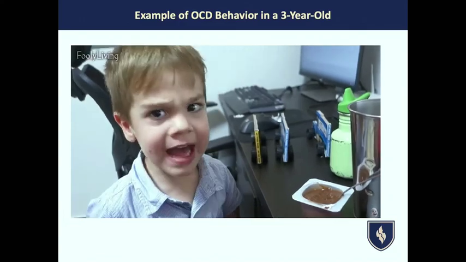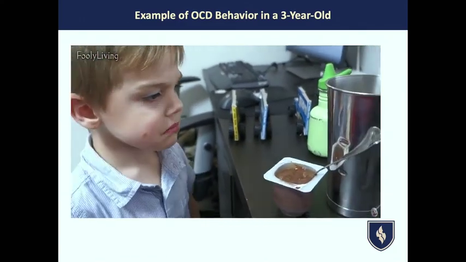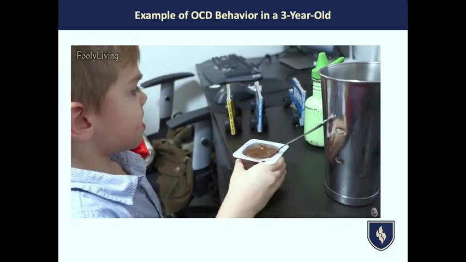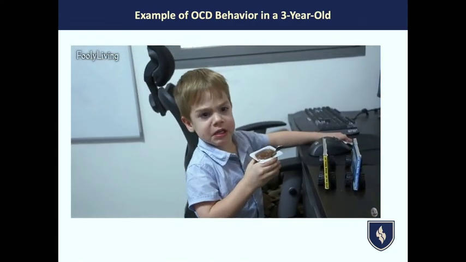You're violating my finger. You don't do that in the chocolate pudding, I said. Well, you're violating my finger there. Okay, go ahead and eat your chocolate pudding. You don't do that in the chocolate pudding.